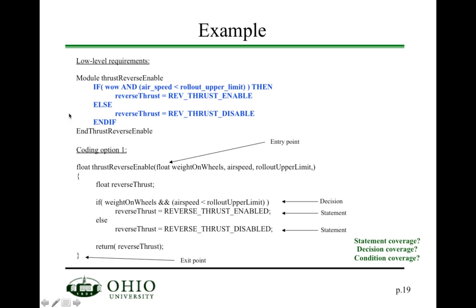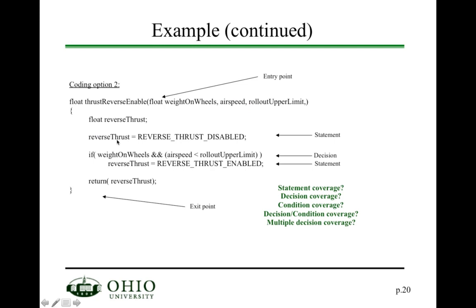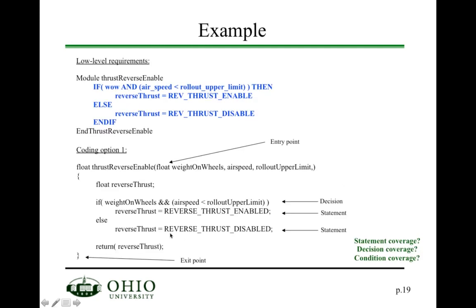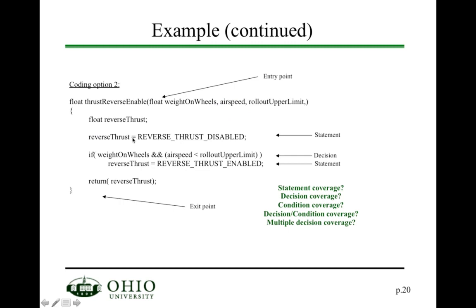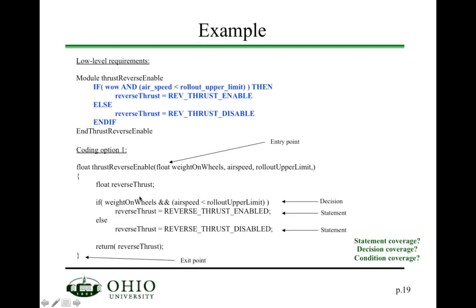Okay? Now, if you take this low-level requirement, I can implement it in various different ways. The difference between coding option 1 and coding option 2 is that in coding option 2, I get rid of the else part by just setting reverse thrust to disabled right away. So for statement coverage, in this particular case, I would only need to test weight on wheels true and this thing true, and then I would have complete statement coverage. Whereas here, if I would only test a test case with weight on wheels true and airspeed smaller than rollout upper limit true, then I would not have statement coverage.